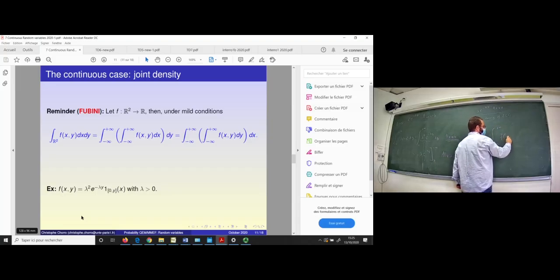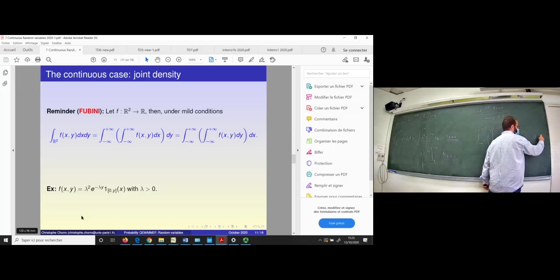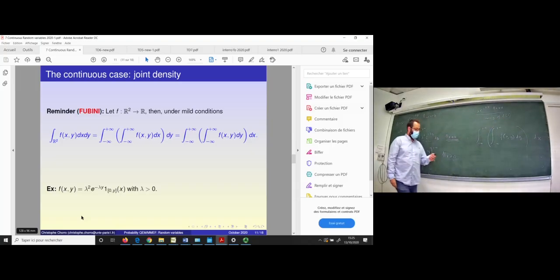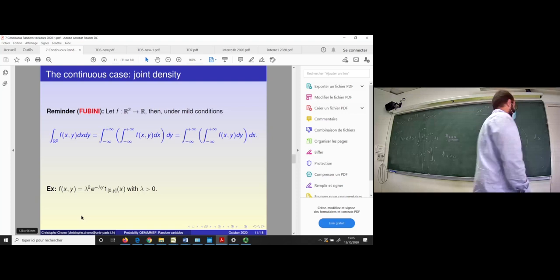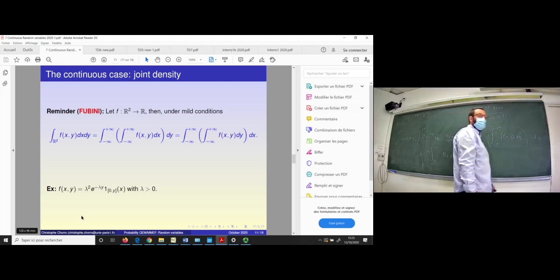So first, I do the computation with respect to y, and once I have done this computation, I have to integrate with respect to x. But I remark that what I have obtained computing first this integral is just the density of an exponential of parameter lambda. So what do you obtain if you compute the integral with respect to x? 1. Because what I have inside tells me the density of an exponential of parameter lambda. When I compute its integral, I obtain for sure 1.